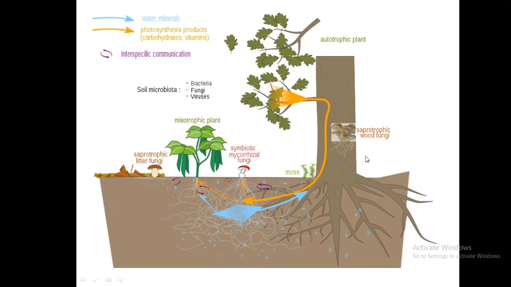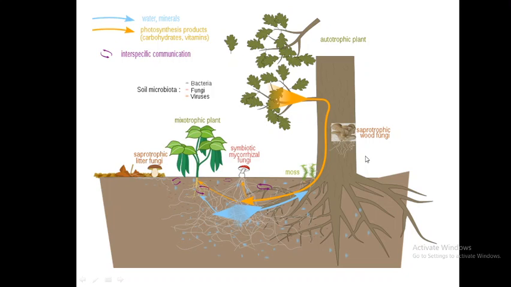Endomycorrhiza is again classified into five types: VAM fungi, orchidoid mycorrhiza, monotropoid mycorrhiza, ericoid mycorrhiza, and arbutoid mycorrhiza. These are the five types of endomycorrhiza. Endomycorrhiza is further classified into these five types.